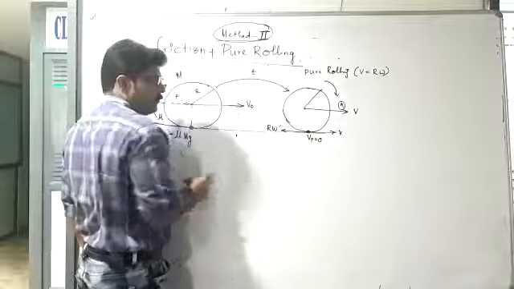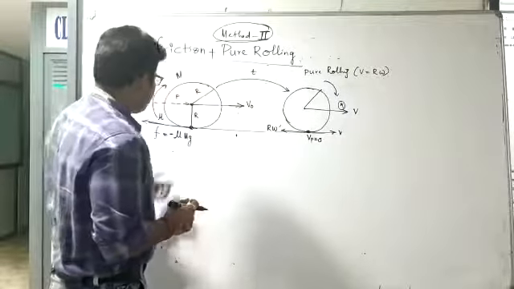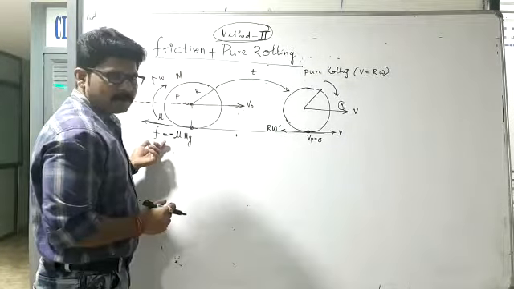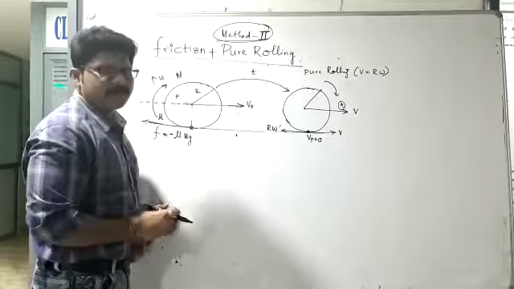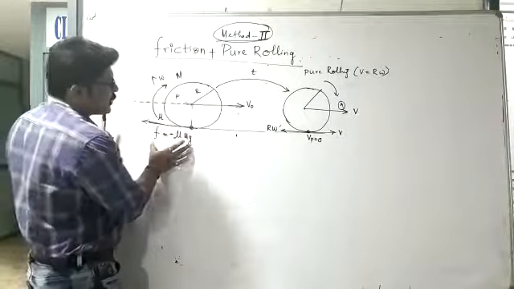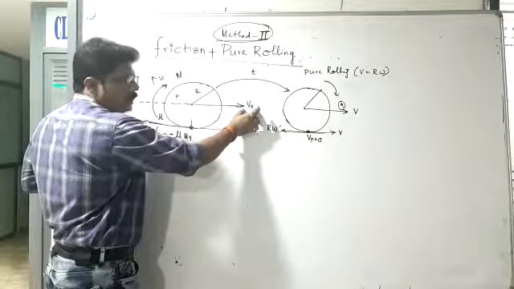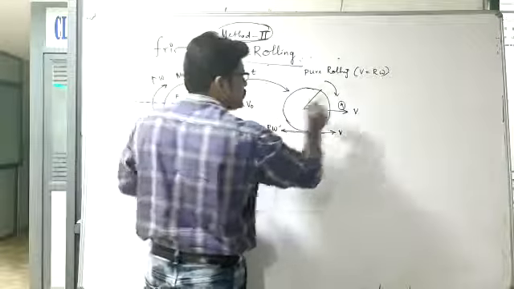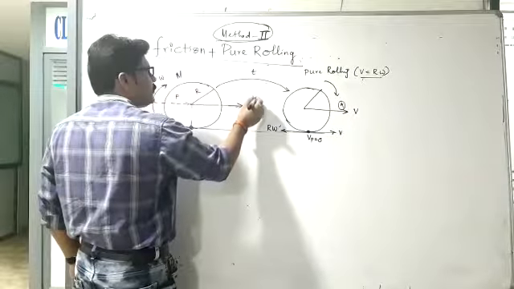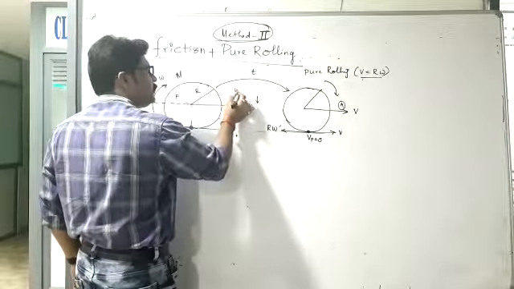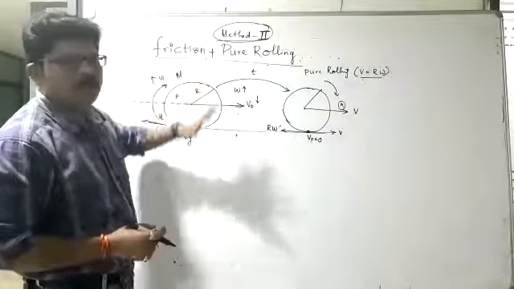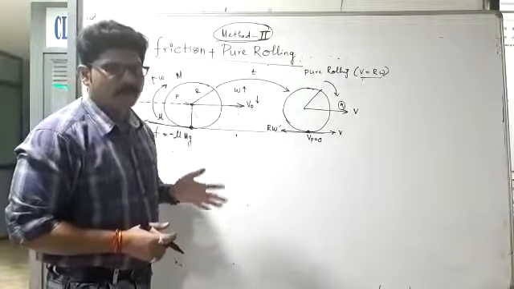It is moving with the velocity v naught, and friction is acting in the backward direction. That is nothing but F equals mu mg, the frictional force. When I push this, the frictional force tries to decrease the velocity until v equals r omega. So v is trying to decrease and omega is trying to increase. By method 1, we calculated for 4 bodies.